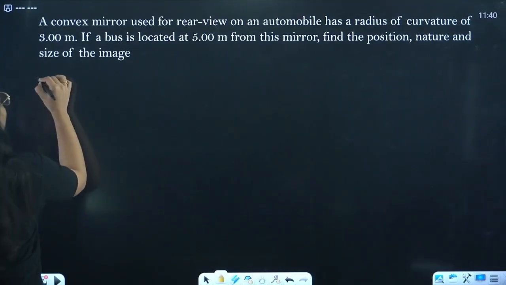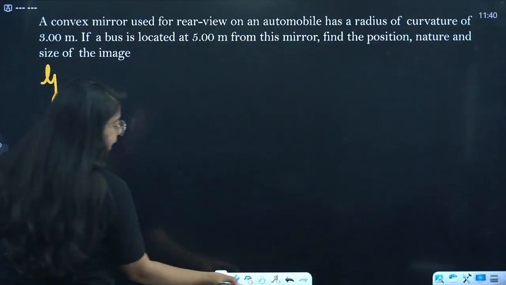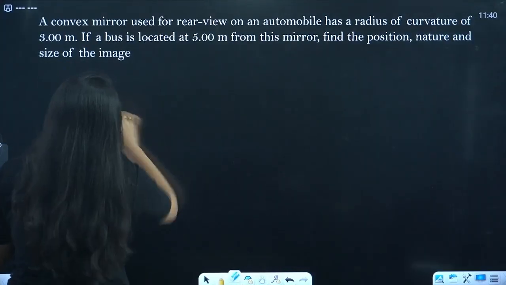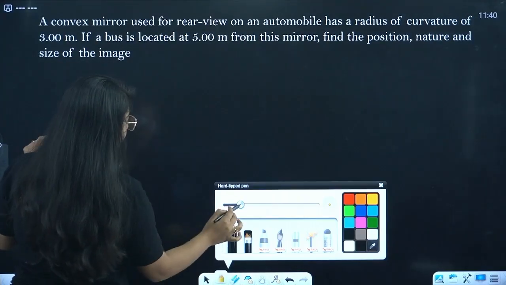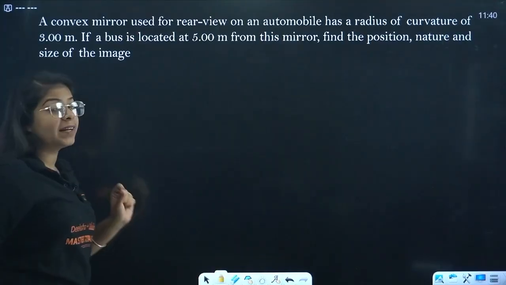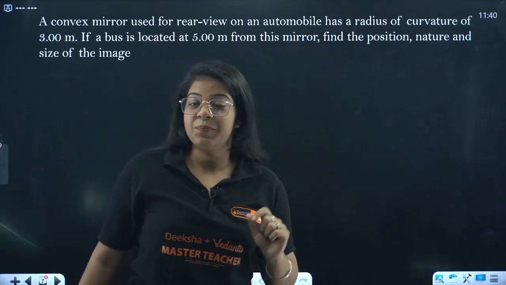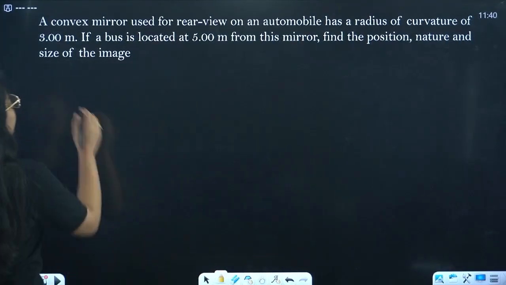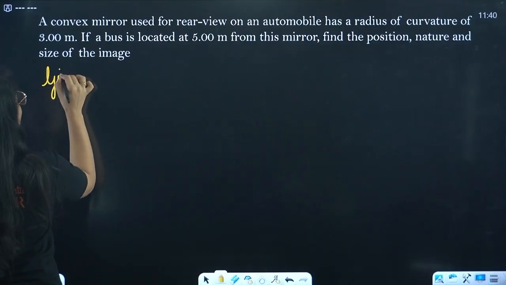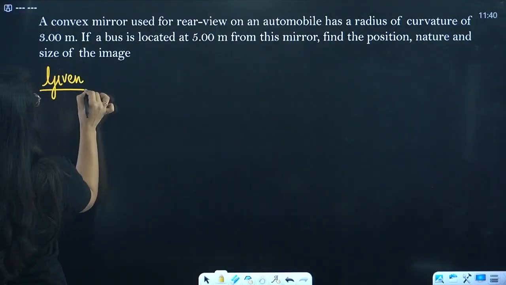Now what you have to do, beta, is first write what is given in the question. In my class we have this very important rule: we write as we read. Okay, we write as we read. So let's read quickly what is given and write it down with that.